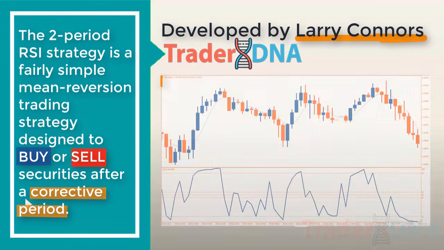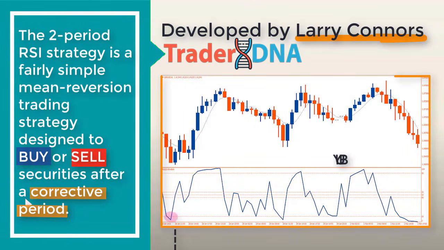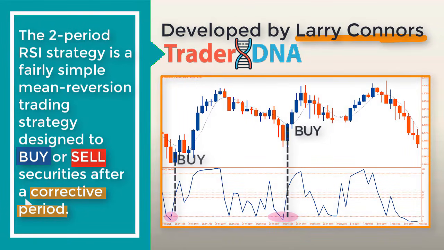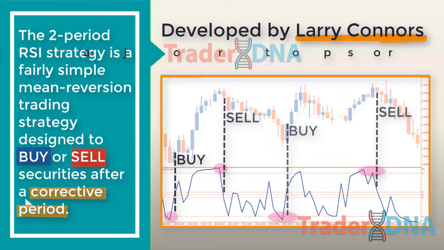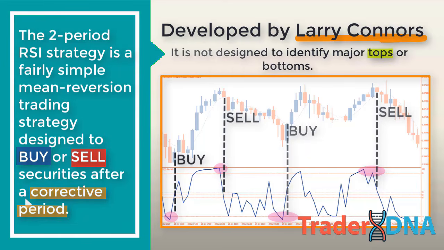Traders should look for buying opportunities when 2-period RSI moves below 10, which is considered deeply oversold. Conversely, traders can look for short selling opportunities when 2-period RSI moves above 90. This is a rather aggressive short-term strategy designed to participate in an ongoing trend. It is not designed to identify major tops or bottoms.